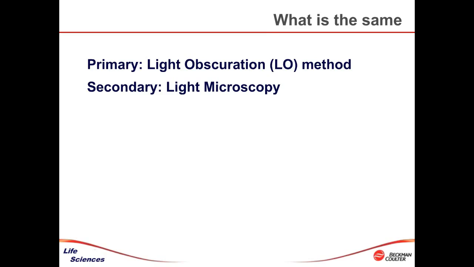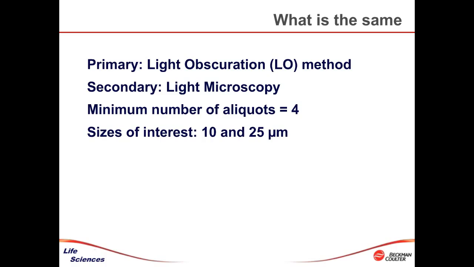Of course, there are still some types of materials that are difficult to test in that manner, so light microscopy is offered as a secondary method should the primary method based on light obscuration not be appropriate for a certain material. There's still a minimum number of test pulls for aliquots needed, but they can now be much smaller, as we'll see.